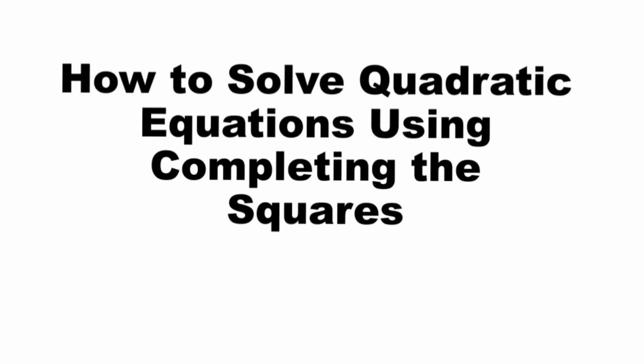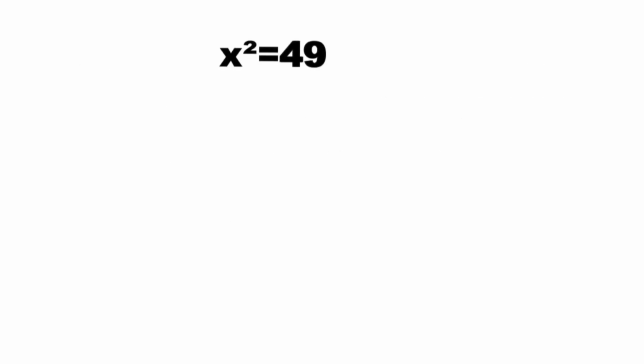Our topic for today is how to solve quadratic equations using completing the squares. So we have an example, x squared equals 49. The first method we are going to use is the one we studied last video, factoring. In order to do that, let's move 49 to the left side of the equation. So we have x squared minus 49 equals 0.